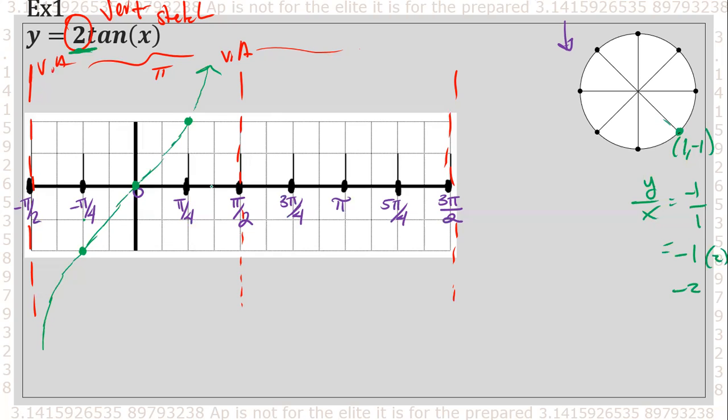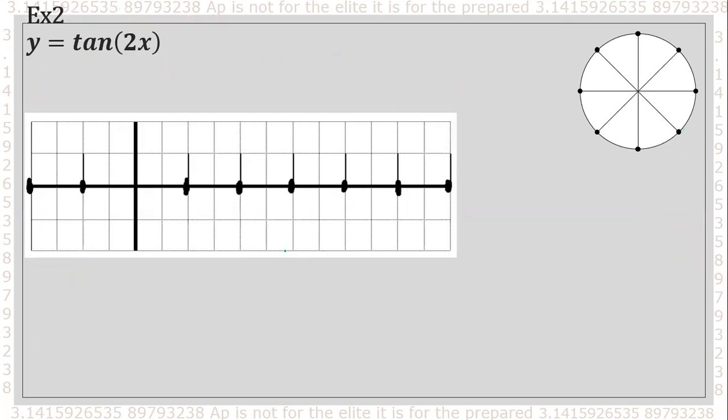Okay, so look how my curve is starting to show, and we can follow the same pattern, like so. Awesome. Okay.